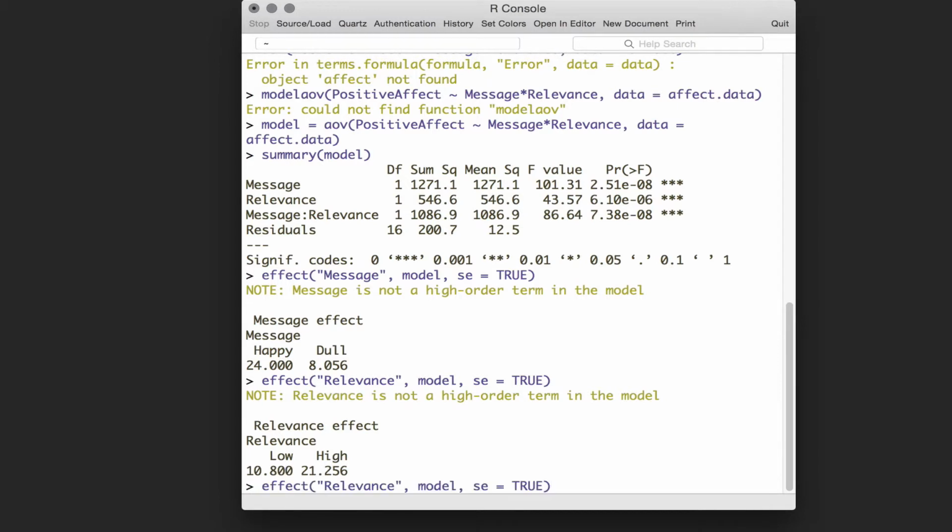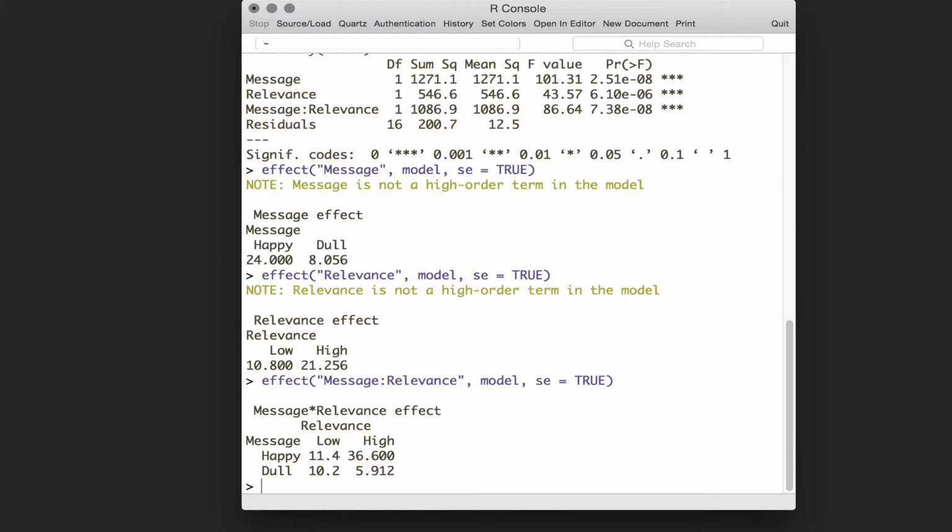And again, we're going to apply the effect function, but this time the effect we want to look at is message column relevance. And you see, if we look up here in the table, that's how R denotes the interaction effect. And we see we get our breakdown.